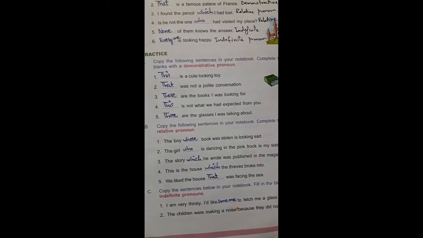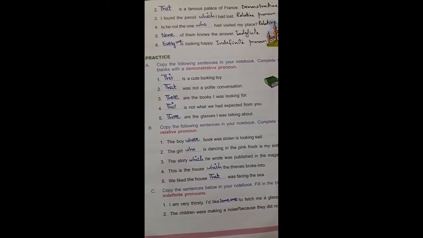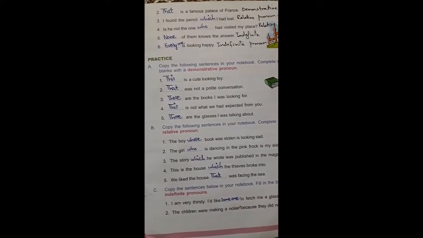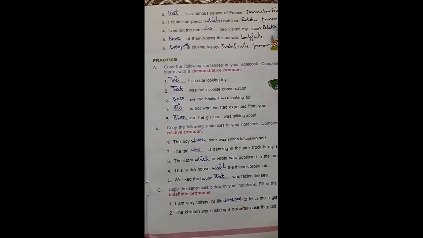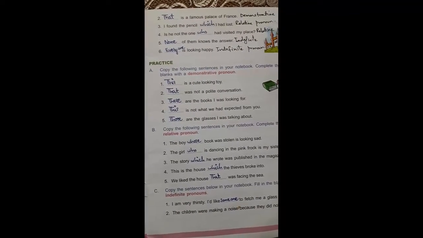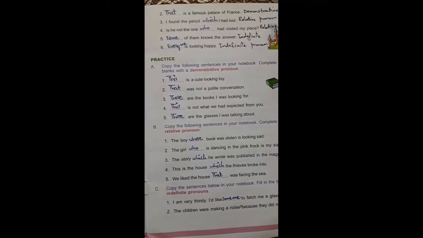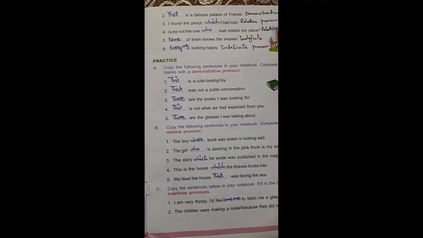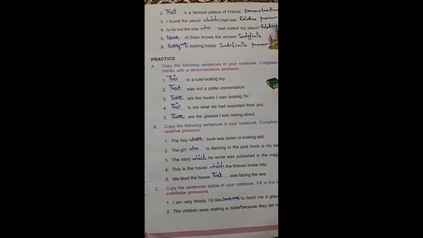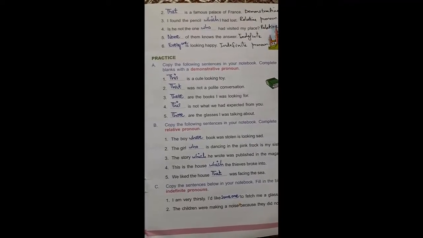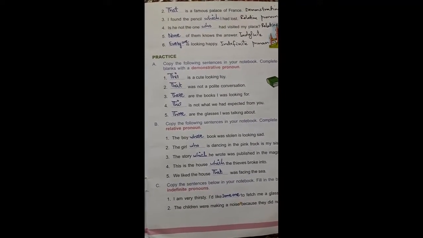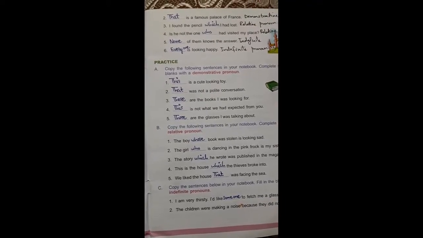In the fourth one, is he not the one who had visited my place? Who we have used to join the two clauses, and it is a relative pronoun. Fifth one, none of them knows the answer. None is an indefinite pronoun. And the last one, everyone is looking happy. So everyone is an indefinite pronoun. So it is done. It is quite easy. Now move on to the next practice, and we can solve it over here in our book.